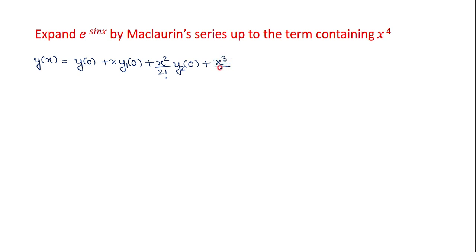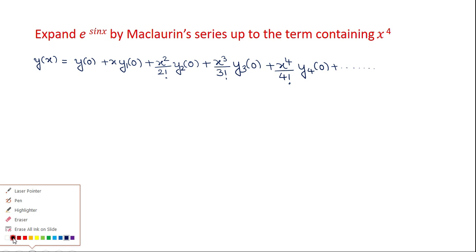The next term is x raised to 3 divided by 3 factorial, the third order derivative at 0, plus x raised to 4 by 4 factorial y4, which is the fourth order derivative at 0, and so on. So this is the Maclaurin series expansion about the point x equal to 0. Here we need to find y of 0, y1 of 0, y2 of 0, y3 of 0, y4 of 0, and substitute in this expansion.